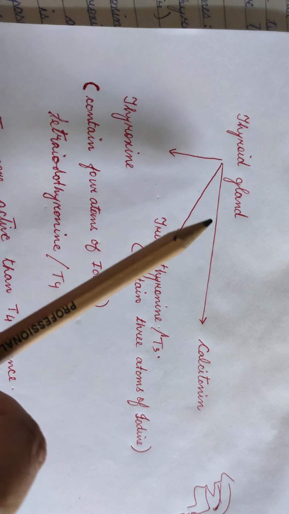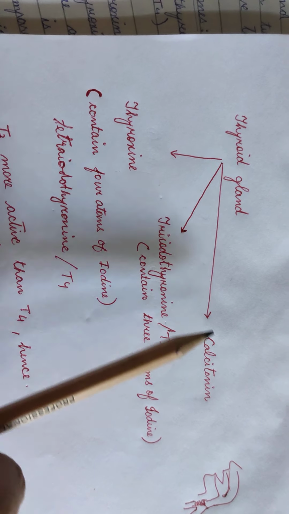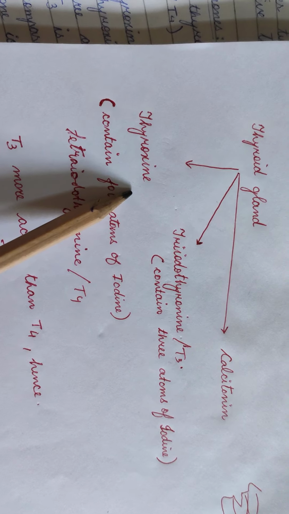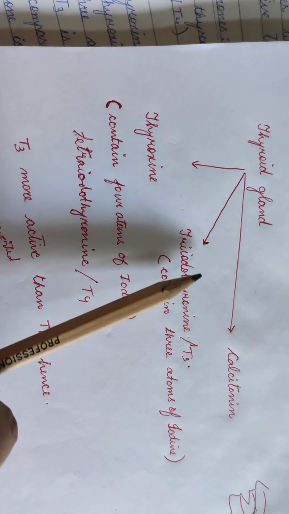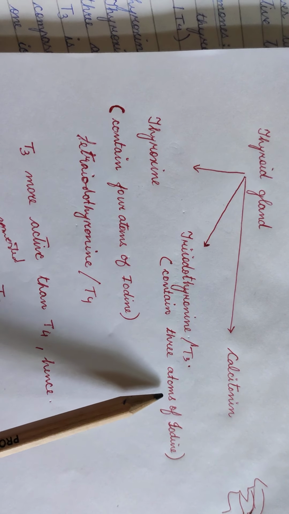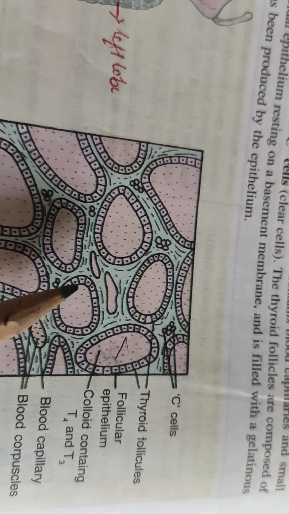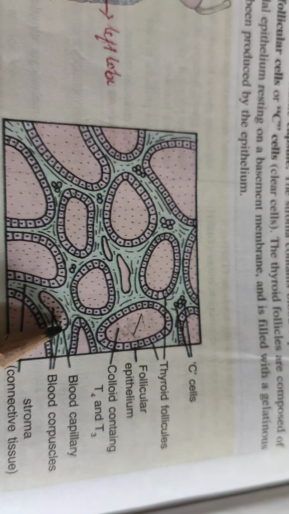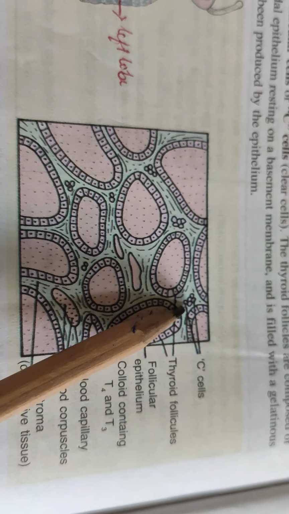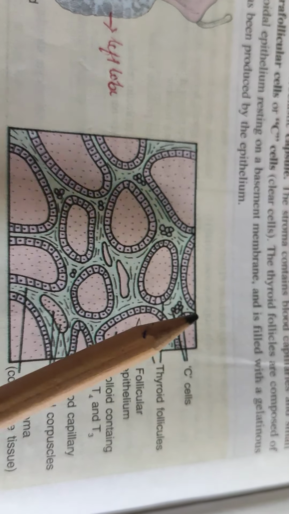The thyroid gland secretes three hormones: thyroxine, triiodothyronine, and calcitonin. Thyroxine in its structure possesses 4 atoms of iodine, whereas triiodothyronine possesses 3 atoms of iodine. T3 and T4 are secreted by the follicle cells, whereas C cells or parafollicular cells secrete calcitonin.